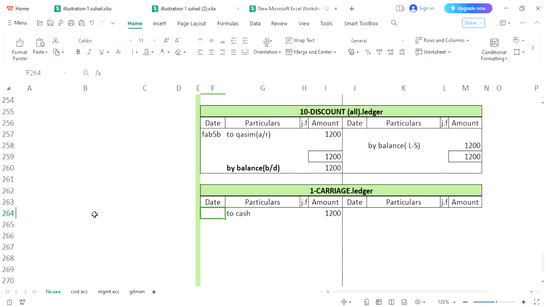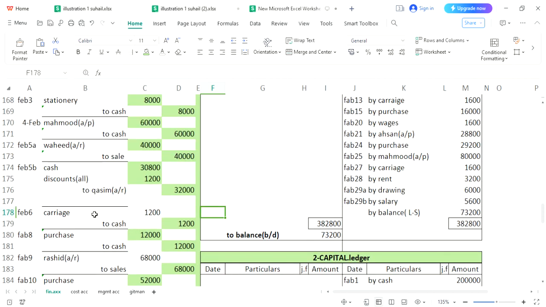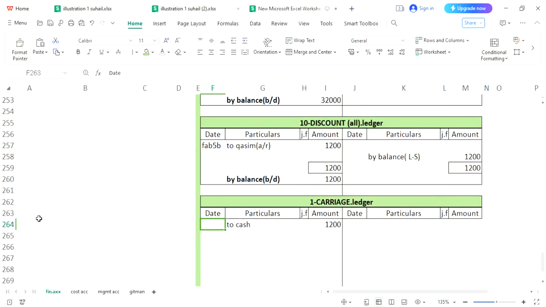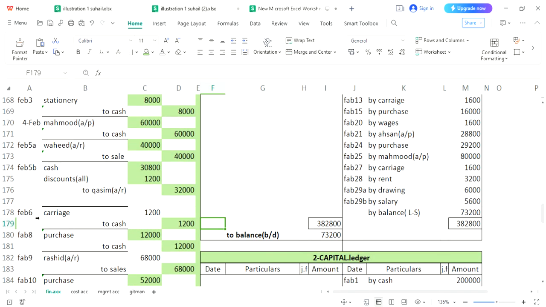Let's see the date of this 1200. As you can see, the 1200 is debited. February 6 is the date. So we are going to put February 6. Date is mentioned, reference is mentioned, and amount has been posted. It means the entry including 1200 is completed, so we can mark it as done.